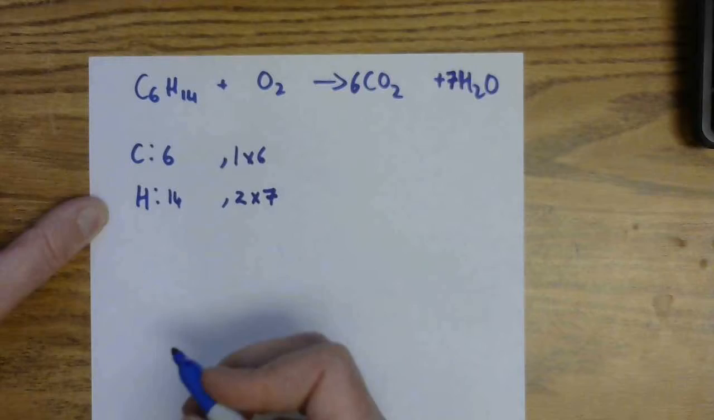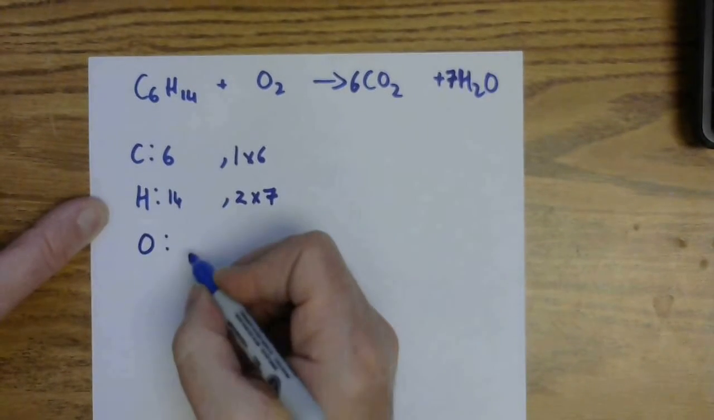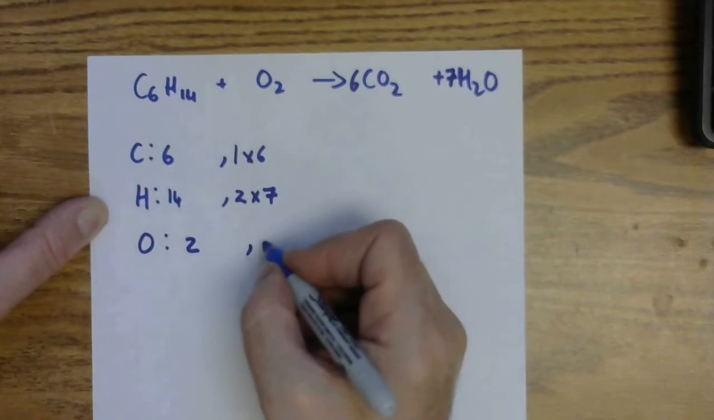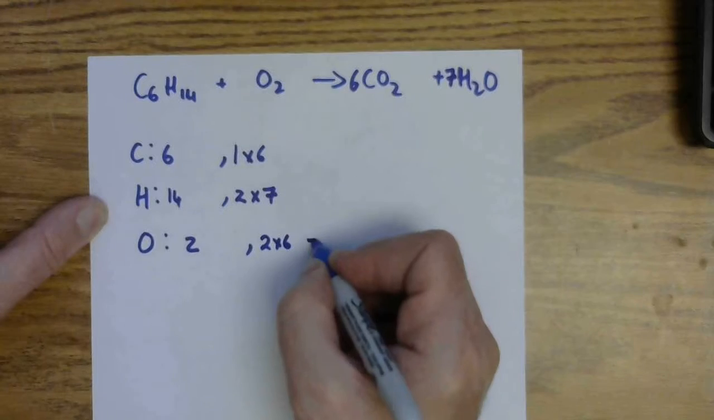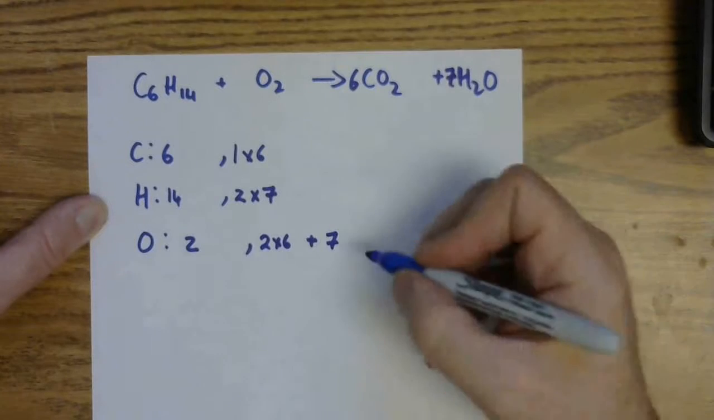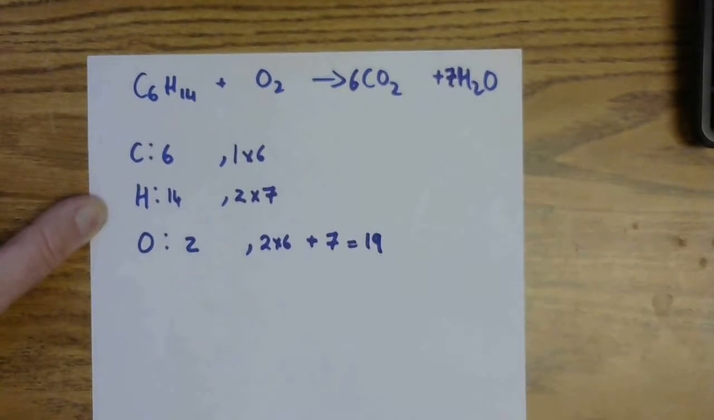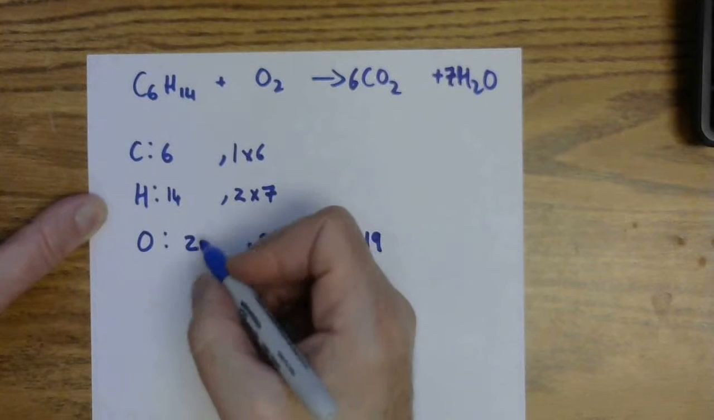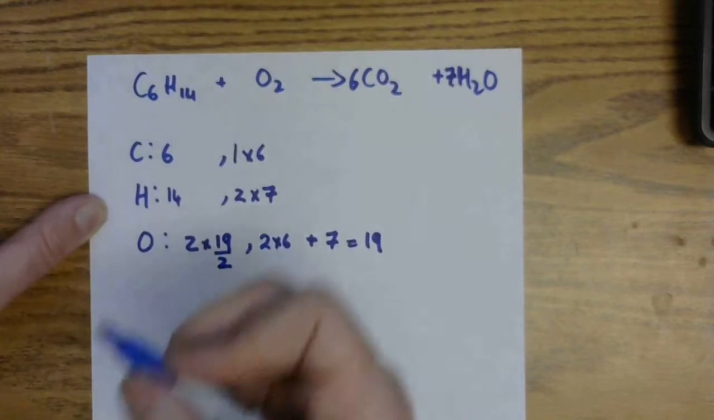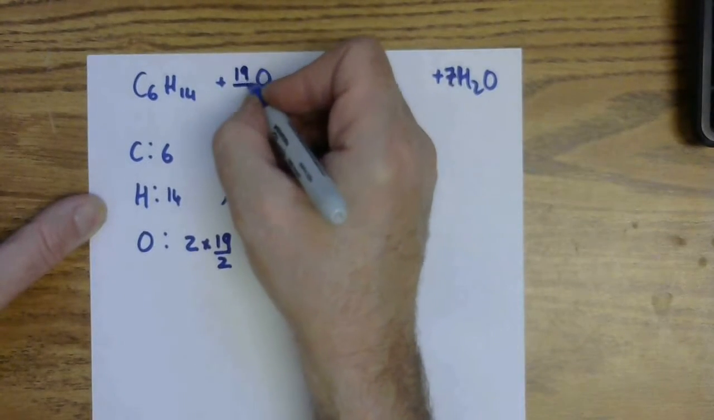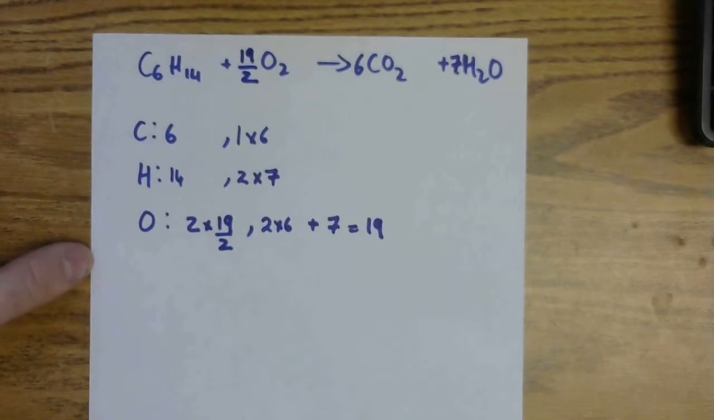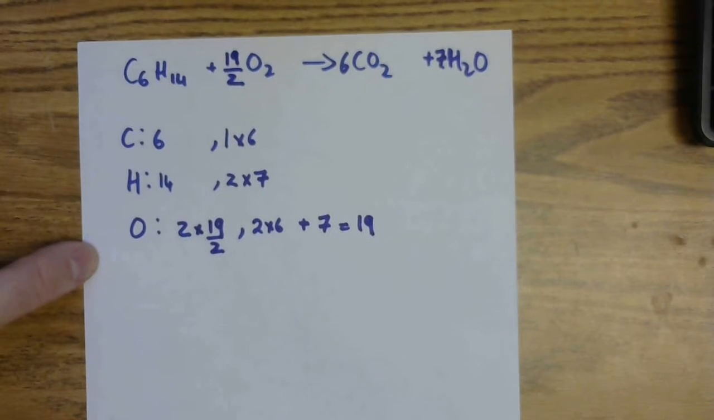I move on to the next reactant, which is oxygen. And on the left, I've got 2, and then on the right, it gets a little complicated. I've got 2 times 6 plus 7 times 1 plus 7. So that gives me 19 on the right. Now, if I want to get 2 up to 19, I'm going to have to multiply by 19 on 2. So that needs 19 on 2. So that reaction is balanced, but there's a fractional coefficient in front of the O2.